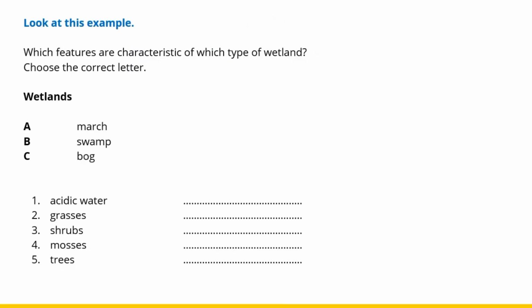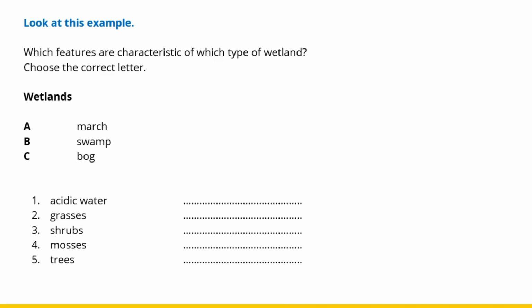So now we are going to review our example from the IELTS test, and the task is asking you to do the following. Which features are characteristics of which type of wetland? You need to choose a correct letter. As you see, we have wetlands and we have A, B, C, 3 different names. Don't worry if you have no idea of the meaning of the words. It doesn't really matter sometimes. And you have the following 1, 2, 3, 4, 5: acidic water, grasses, shrubs, mosses, and trees.